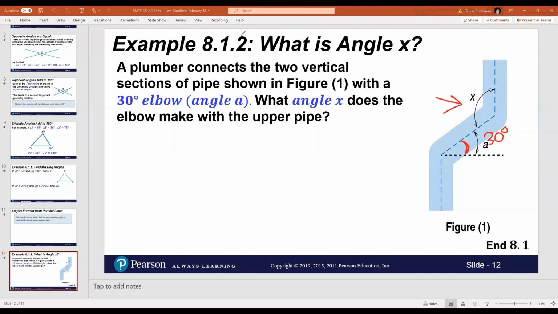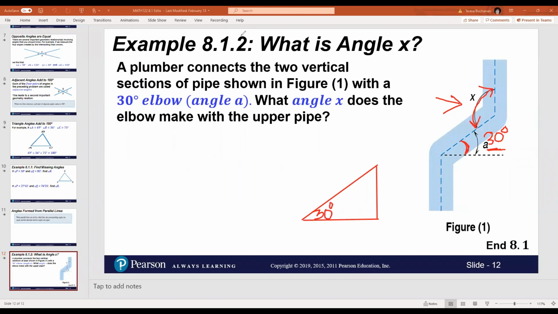So the question is, what angle does the elbow make with the pipe above, right here? If this is a 30-degree angle here, what is this angle? So there's a couple of ways we could think about this one. One way that might be most helpful would be if I pull off that triangle and just redraw it so I can see better, think about what's going on, get a little more information in front of me.